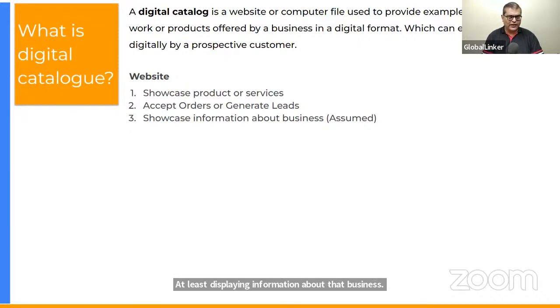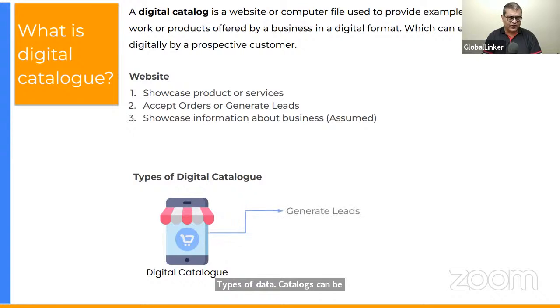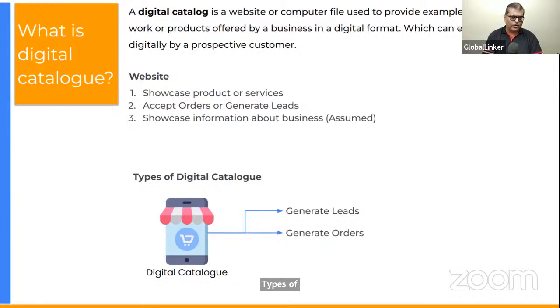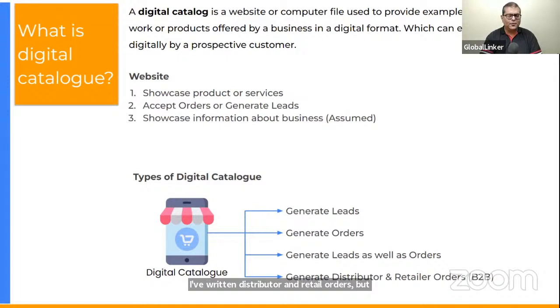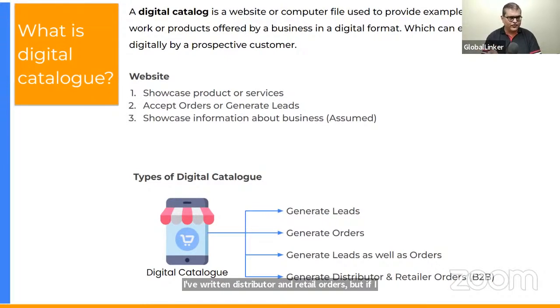Now, before I show you the live example so that you can understand this concept in a better way, let me also share with you what types of digital catalogs there can be. Broadly, there are four types of digital catalog. The first one allows you to generate leads. The second one allows you to generate orders. The third one allows you to do both things at the same time. And the fourth one allows you to receive regular B2B orders. I've written distributor and retail orders, but to say it in a more simplified way, you are able to receive regular B2B orders. So these are the four types of digital catalogs which can be created.